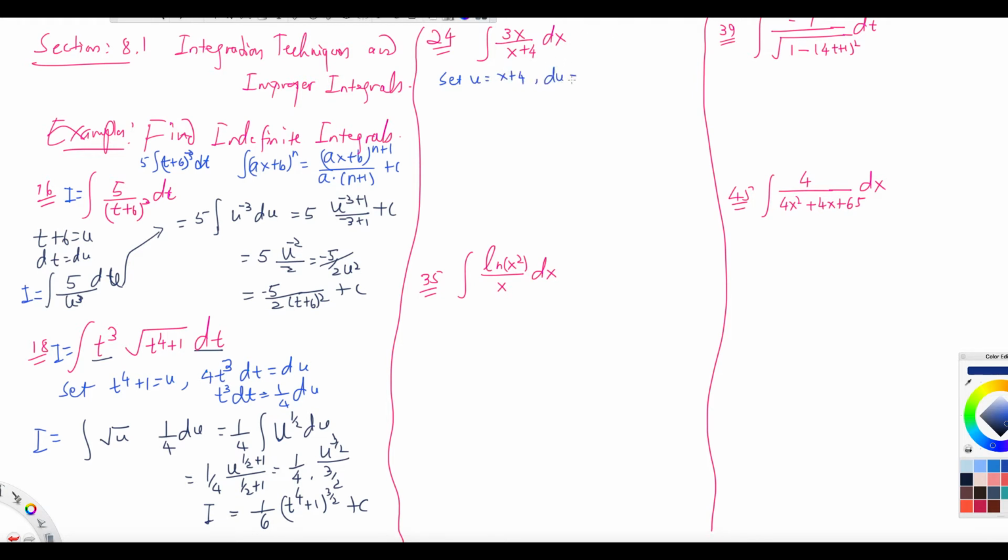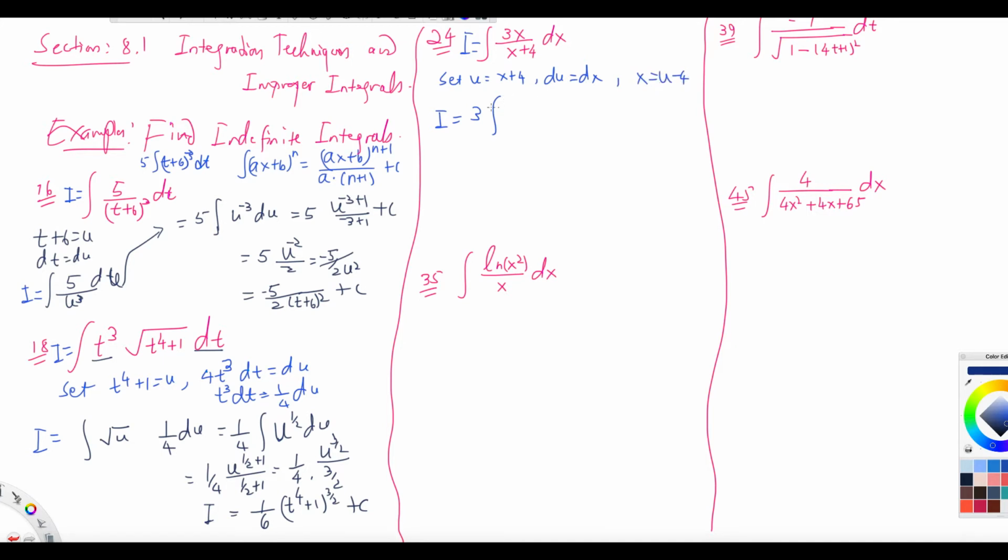du will be dx, so that dx will be replaced by du, and x plus 4 will be u. Now we need to replace that. Let me denote that by I. So what will be I then? I will be, let me pull that 3 out. So if u is x plus 4, then what is x? x will be u minus 4, right?